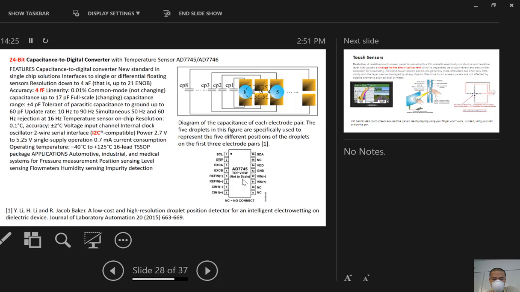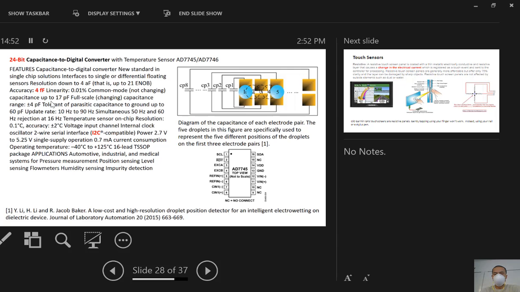So by looking at the pins, could you tell me what's the serial output? I2C. So it's from capacitance to I2C directly. And so when I worked with this sensor, the sensitivity is around 4 femtofarads. Do you know what that means?